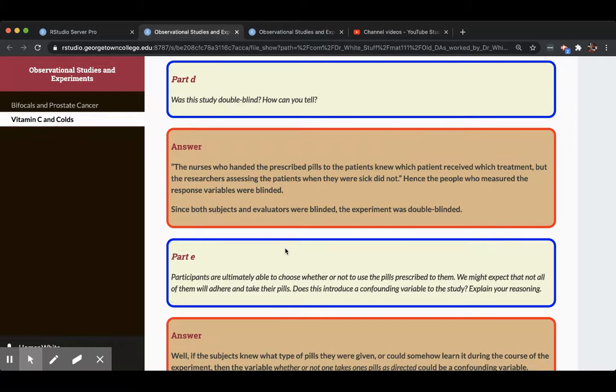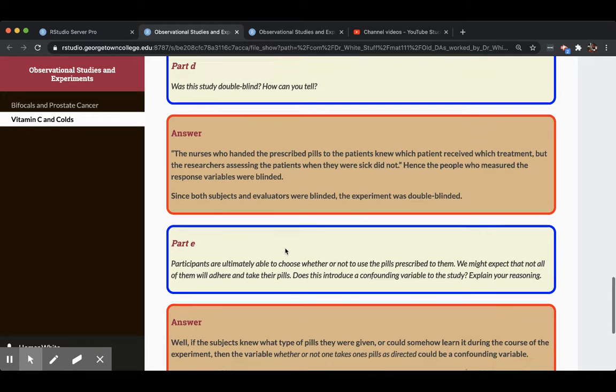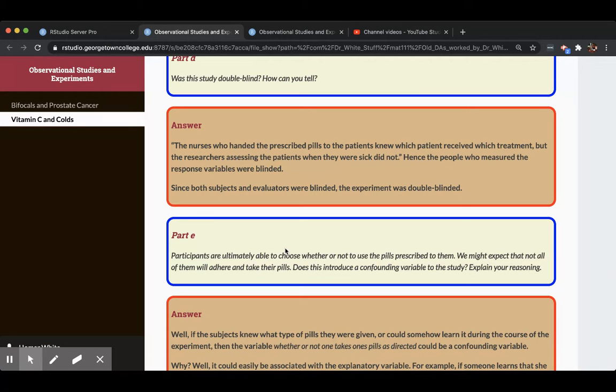Last question is an interesting one. Participants are ultimately able to choose whether or not to use the pills prescribed to them. We might expect that not all of them will adhere and take their pills. Does this introduce a confounding variable to the study? Explain your reasoning.